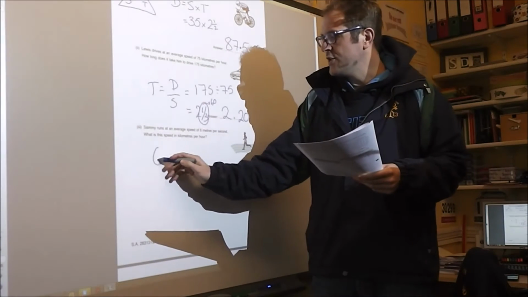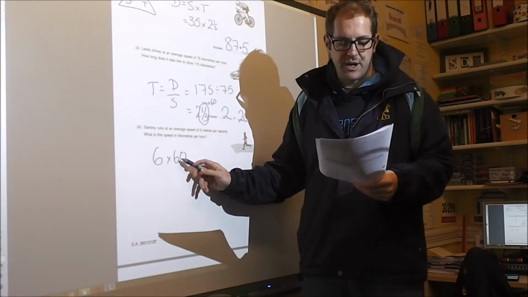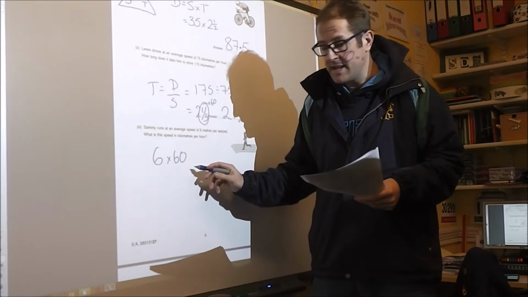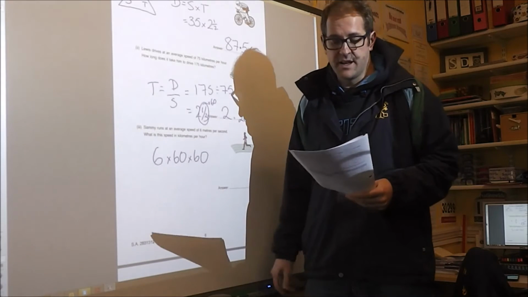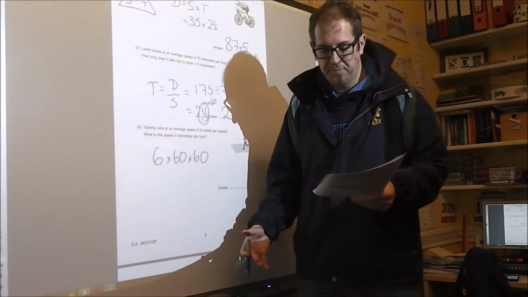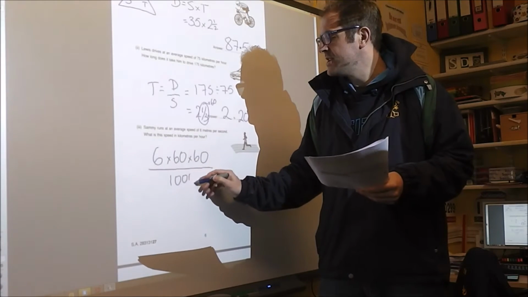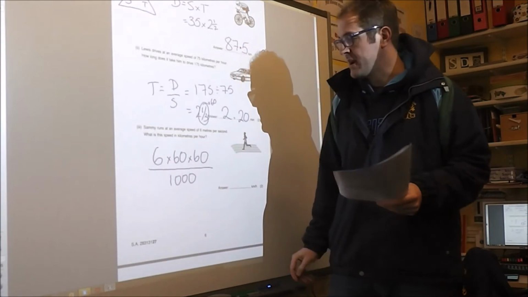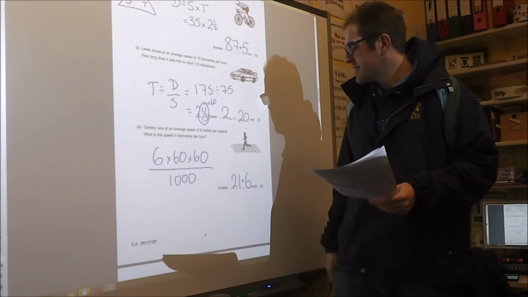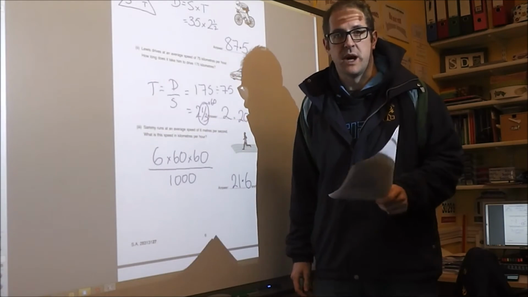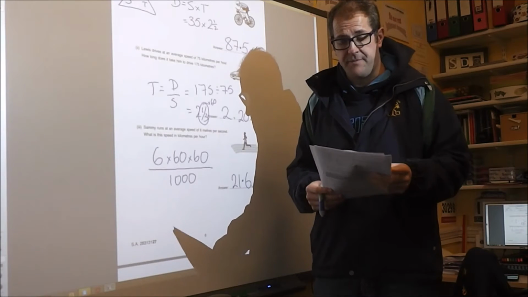In part 3, you've got 6 meters per second, times it by 60, and that will give you meters per minute, so 60 seconds in every minute. Times it by 60 again, and that gives you meters per hour. Meters per hour, we need to divide it by 1,000, which gets us into kilometers per hour. So if you work that out with your calculator, you get 21.6 kilometers per hour, which is quite a quick runner, but it looks like they're sprinting, so that's okay.